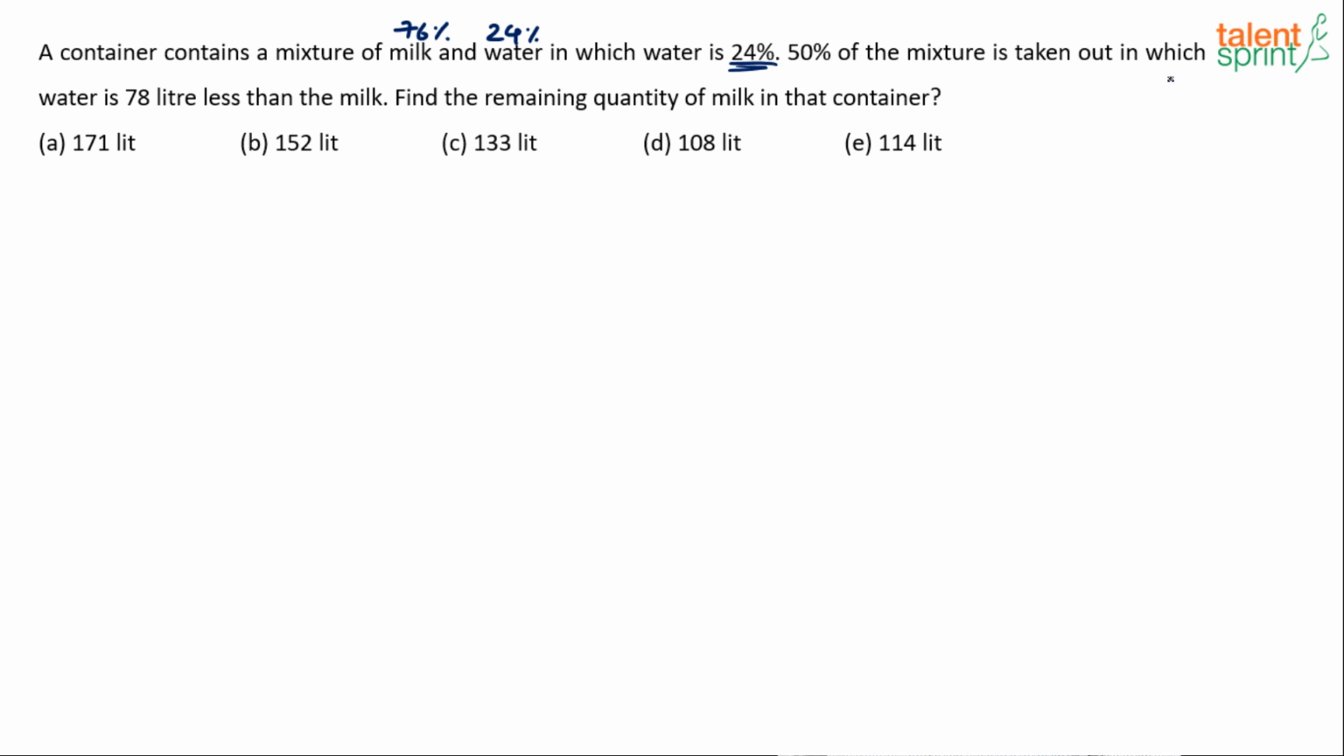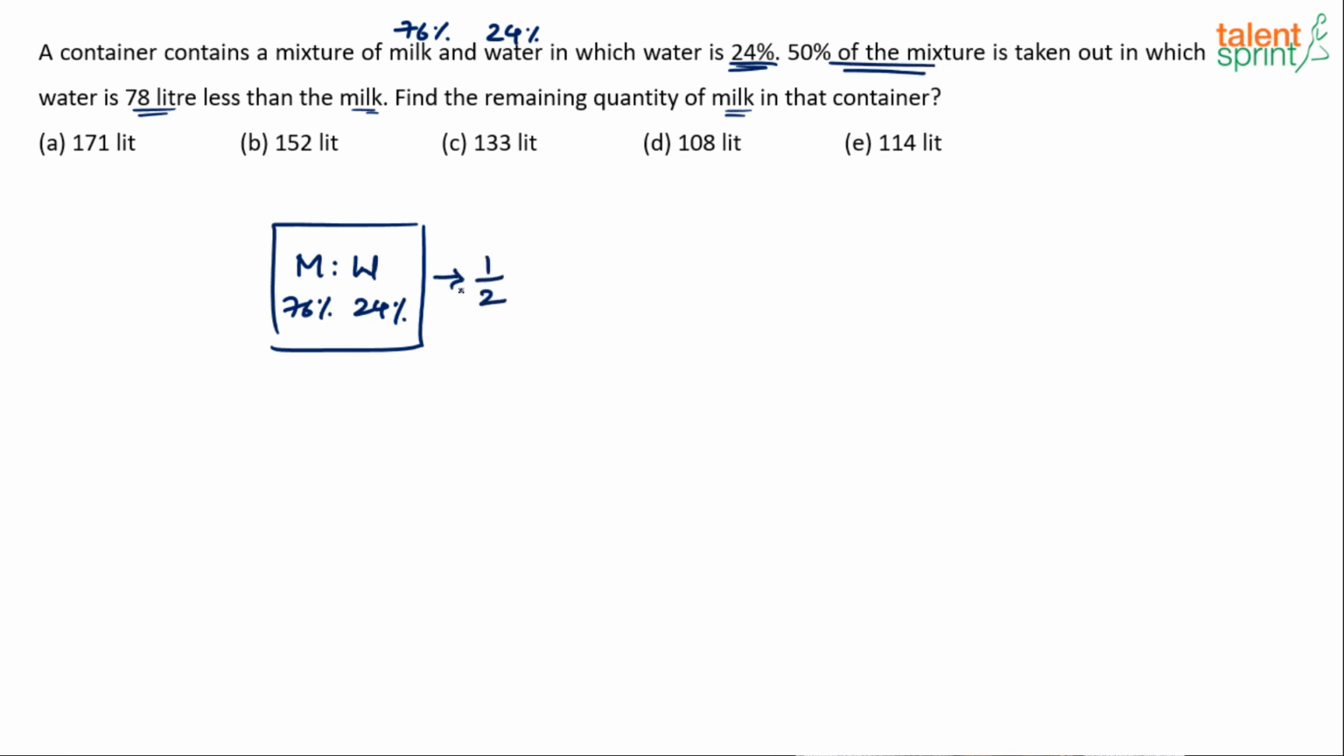50% of the mixture is taken out in which water is 78 liter less than milk. Find the remaining quantity of milk in that container. Now this is interesting. We have a mixture where milk and water are in what ratio? 76% milk, 24% water. You take half of this quantity. 50% means half only, right? And in that half of the quantity you find that water is 78 liters less than milk.